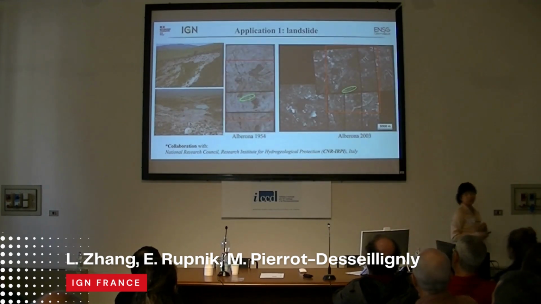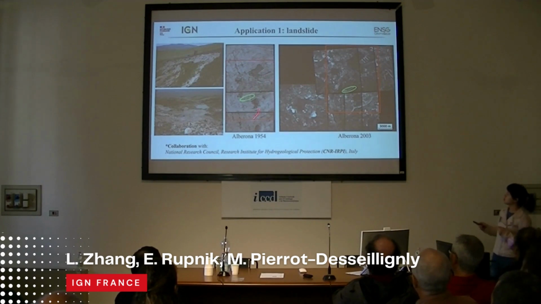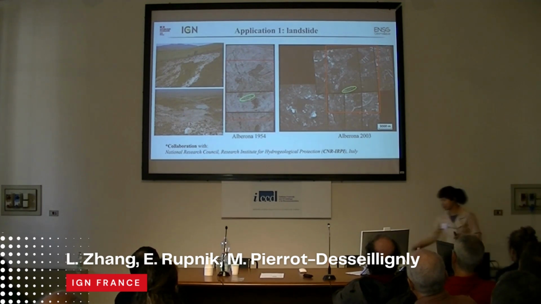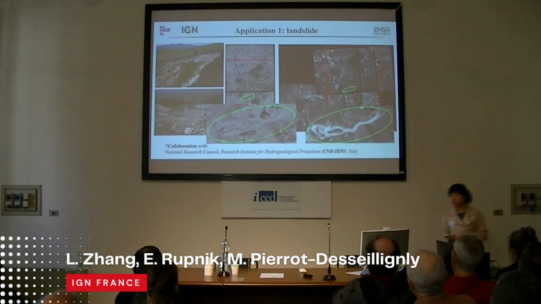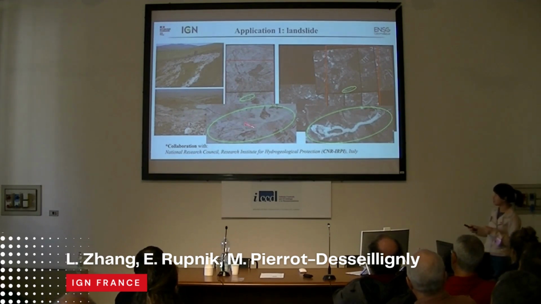Okay, so here are the images of these 2 epochs. We have 3 images on the left and 7 images on the right. The red rectangle represents the overlapping area, and this green ellipse represents the landslide area. If we zoom in, we can see the details before and after the landslide.